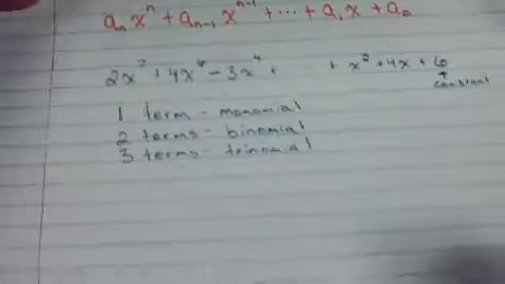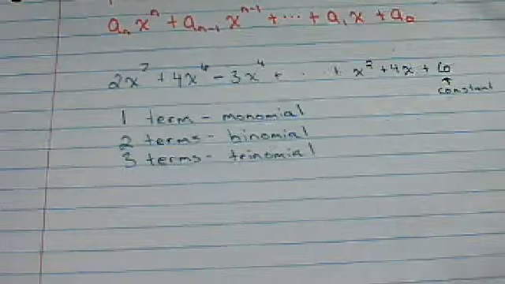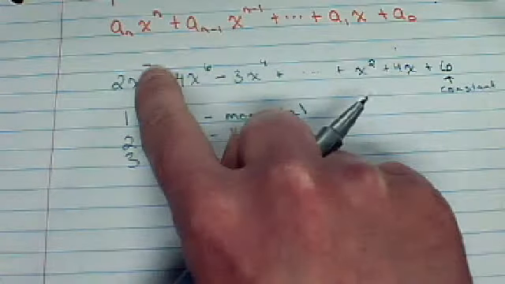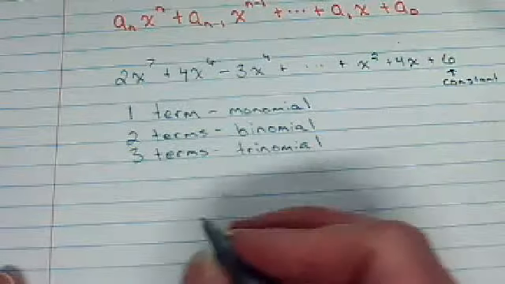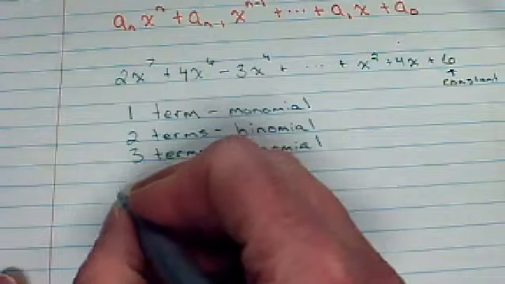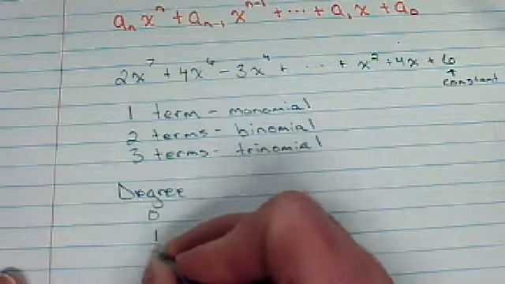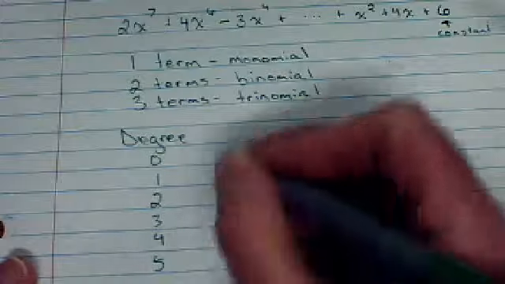Now, we do have special names depending on the degree. What the degree is, that's your largest exponent. Like this would be a degree of 7, because it's the largest exponent. The special names are for when we have certain degrees. Degree of 0, 1, 2, 3, 4, and 5 all have special names.